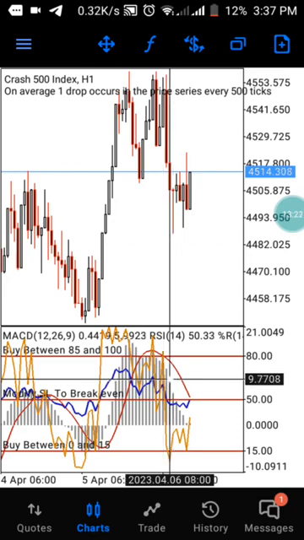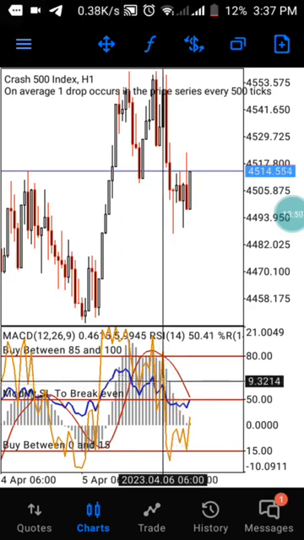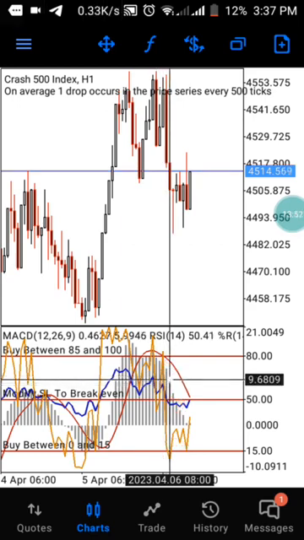You see, it crosses at this level, and our MACD crosses the histogram at this level. You see, it crosses here, and when we check our RSI, it has reached below the 50, and when we check our William percentage range, it has reached below the 15 level. Then what do you do? You take your sell trade at this level.